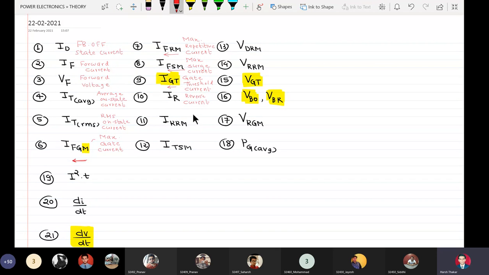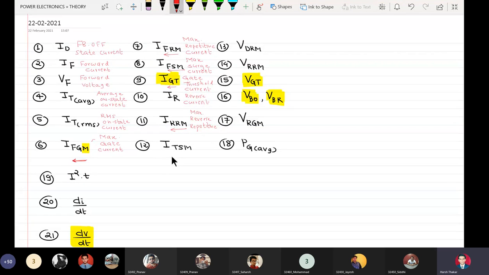IRRM, so we are told that the alphabet R can be used once and twice. The first will mean reverse and the second will mean repetitive. So IRRM, again read it from right to left. M for max, R for reverse, and R for repetitive. So it is maximum reverse repetitive.